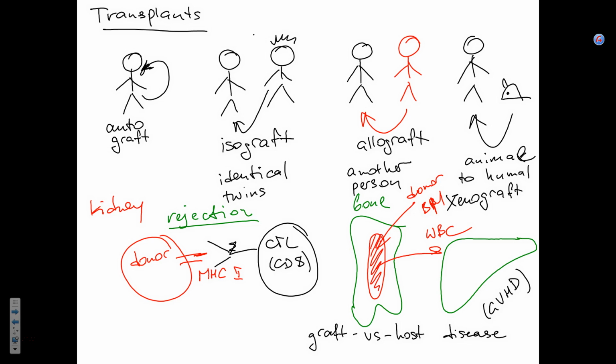So those are two major side effects associated with transplantation: the GVHD, graft versus host disease, and the rejection. Okay? Essentially, in rejection, your body rejects the transplant. In GVHD, the transplant rejects your body.